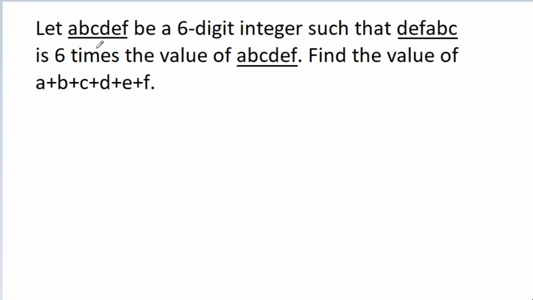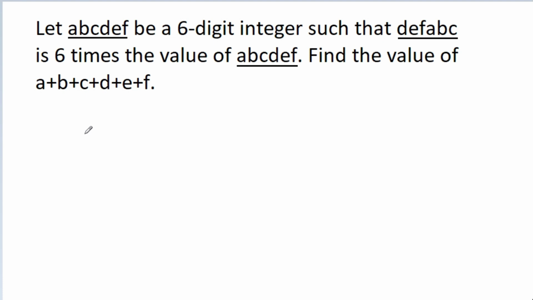In this video, we are given that ABCDEF is a 6-digit integer such that DEFABC is 6 times the value of ABCDEF. Then we have to find A + B + C + D + E + F.